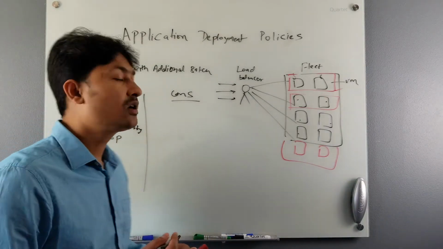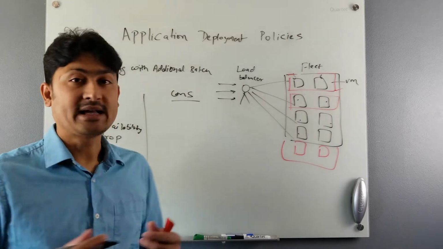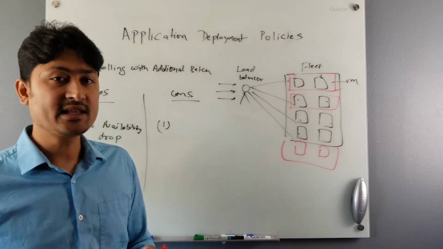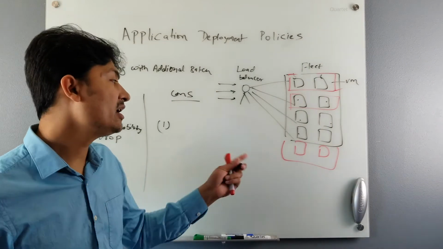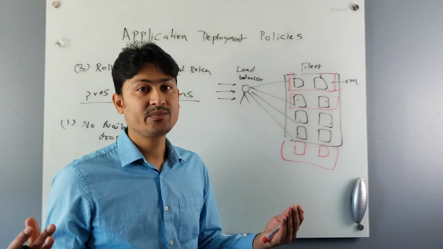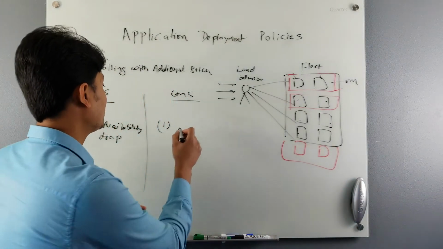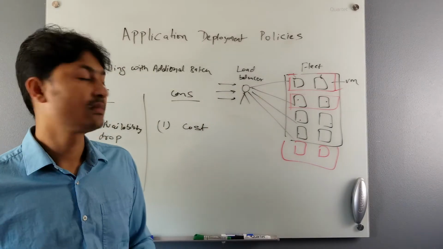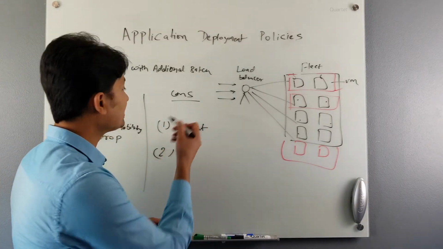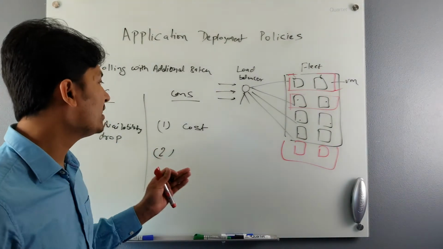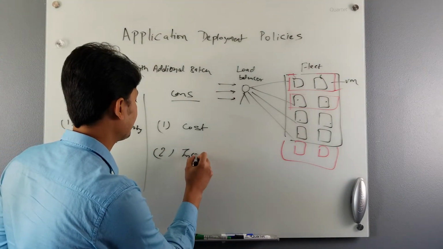Let's talk about the cons of rolling deployment with additional batch. The first con I can think of is cost. Here you require additional servers of the size of the batch you select to perform the deployment. So there is some cost. What is the second disadvantage of this deployment policy? The second one is inconsistency.